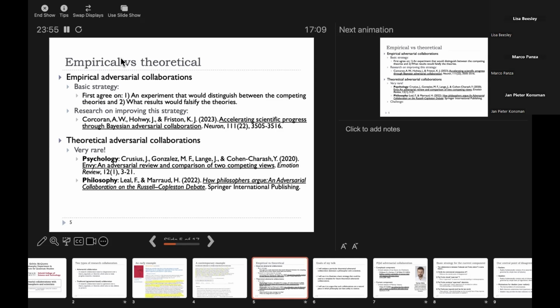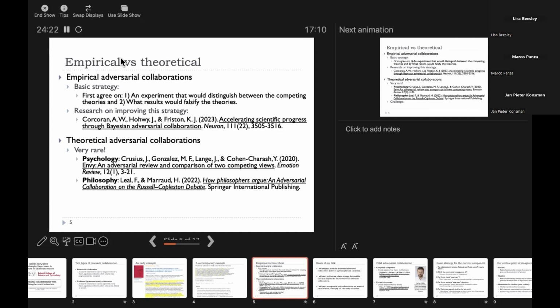But you have here Lil and Murad with this book, How Philosophers Argue: An Adversarial Collaboration on the Russell-Copleston Debate. So I was like, okay, well, that looks perfect. It's all in the title. The Russell-Copleston debate is a debate over the existence of God. But then you look at the book, and it turns out the authors don't actually disagree on that. One doesn't take Russell's view while the other takes Copleston's view. That's not what this book is about.